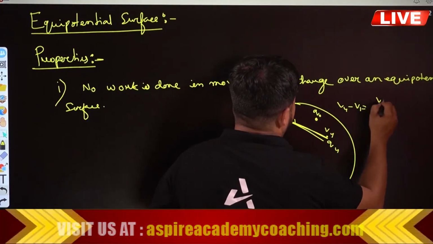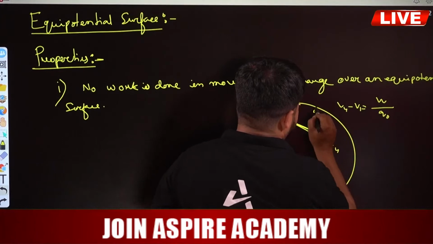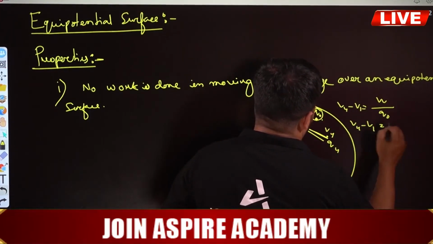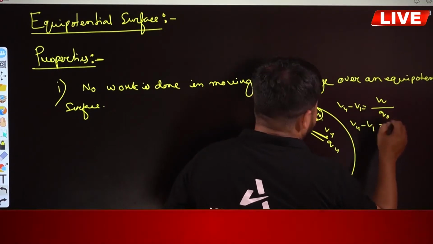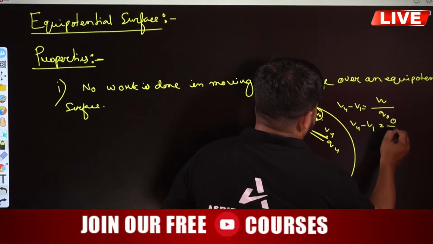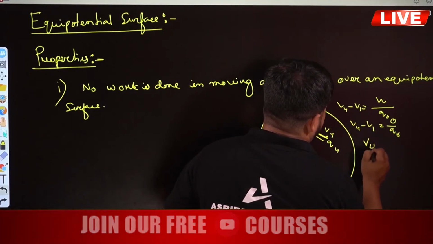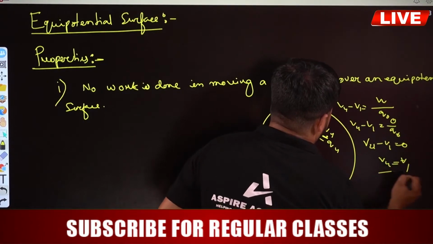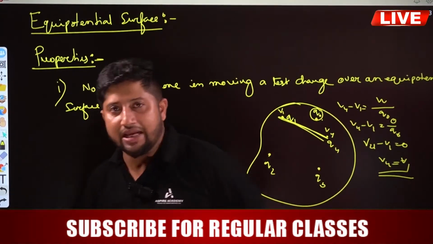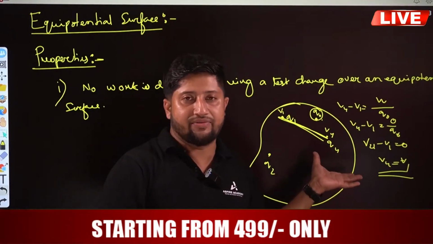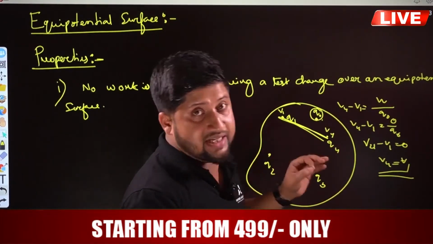We know V is equal to W by Q0, where Q0 is a test charge. So V4 minus V1 is equal to what? No work is done on the equipotential surface, so work done will be zero. So V4 minus V1 is equal to 0, so V4 is equal to V1. That means at each and every point on the equipotential surface the potential is the same. This is called an equipotential surface.